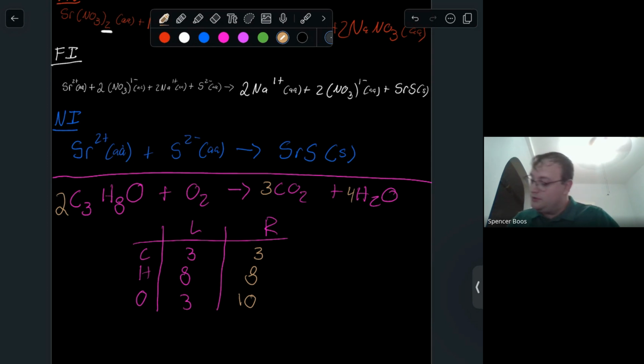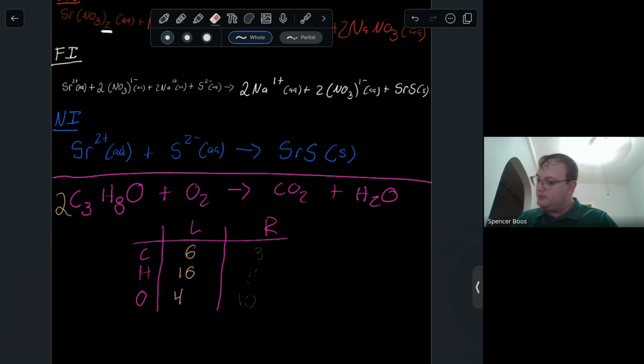end. Okay, this updates a lot of all of my counts on this side. I've got 6, 16, and 4 oxygens, 2 plus 2. Okay, now let's get rid of these because they're no longer useful. So I've got 1, 2, and 3. Again, 2 plus 1 is 3. All right, I've got 6 oxygens on the right side.